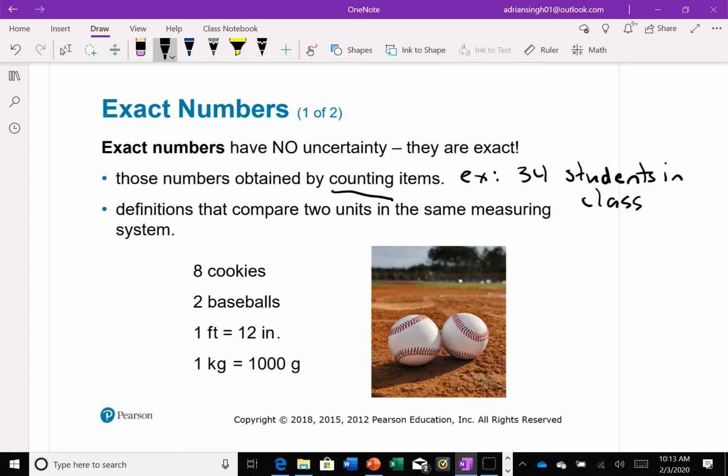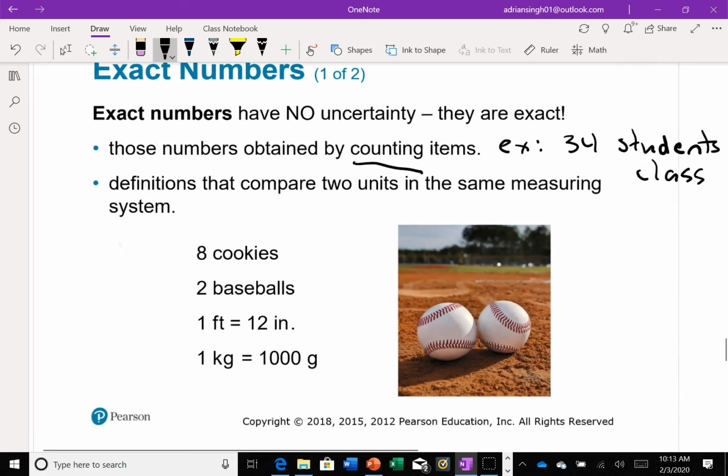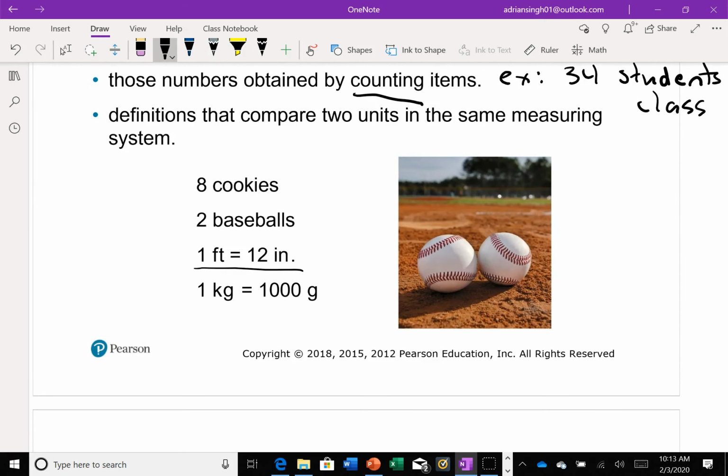We also get exact numbers by comparing two units in the same measuring system. All right, so for instance, we may know that in a foot there are exactly 12 inches. There aren't 12.01, there aren't 11.99, there's exactly 12 inches in a foot. And then similarly, as we'll see in a little bit today, in the metric system, there's exactly 1,000 grams in 1 kilogram. All right, there isn't 1,000.01 or 999.99999. There's exactly 1,000. So these are two instances where we're going to encounter these exact numbers: from counting things and from comparisons of units within the same measuring system.